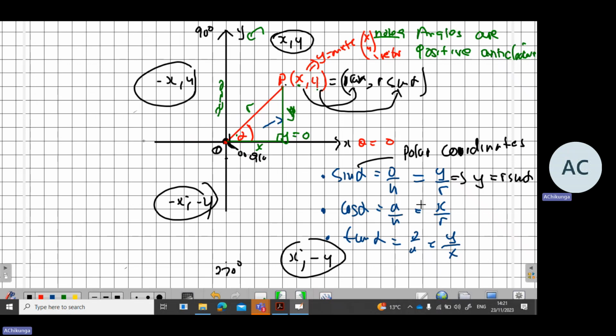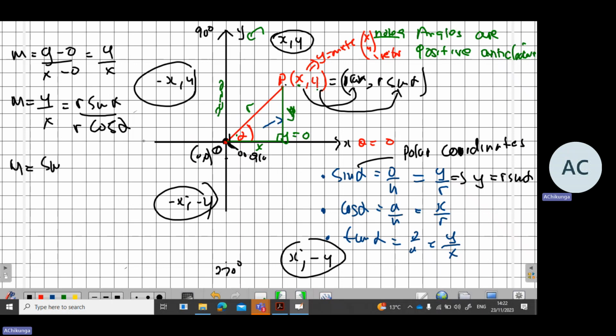All right, another thing that you need to understand here: to calculate the gradient of this line, you can use y over x. The gradient of a straight line in this case will be, because the coordinates here are 0, 0, y minus 0 over x minus 0, which is just y over x. So the gradient of this line is y over x. But if you remember what we said here, y is r sine alpha and x is r cos alpha. This takes us to the gradient of a line being equal to sine alpha over cos alpha.